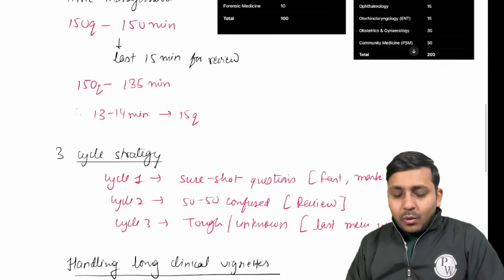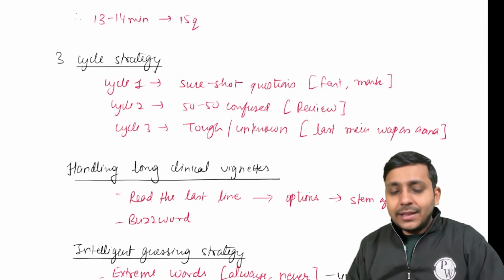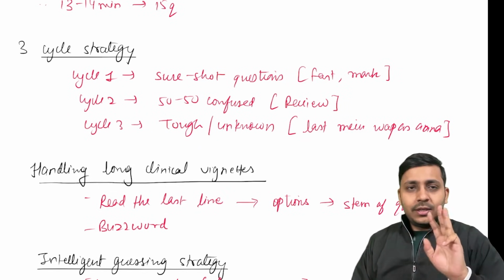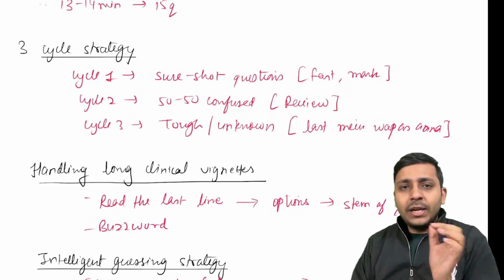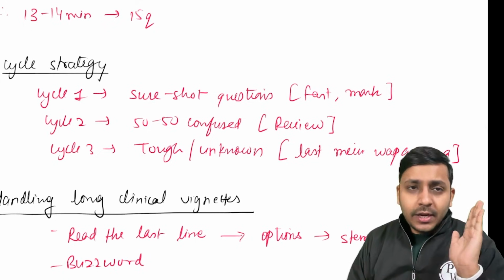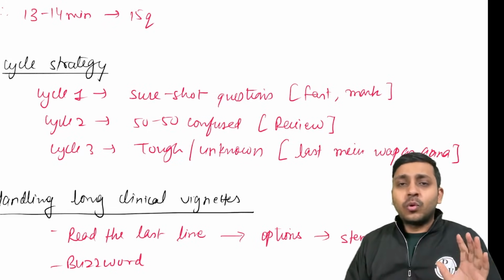Okay. Now, what should be the question attempting strategy when you are sitting in the exam? So, there are three types of questions. So, in the first reading, you only mark those questions which you are 100% sure of. So, in cycle one of doing the questions, we will mark the short questions.